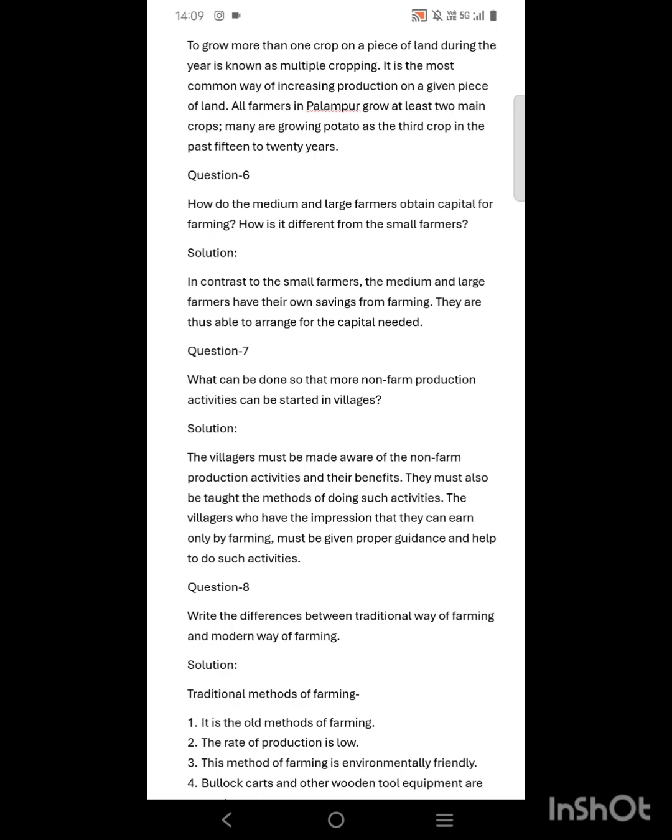So, the small farmers generally buy their equipment, or for more credit they take loans from the large farmers or the money lenders or the traders of the villages. But the medium and large farmers have their own savings for farming. They are thus able to arrange the capital that is needed for their cultivation.